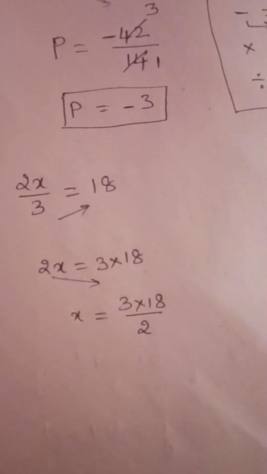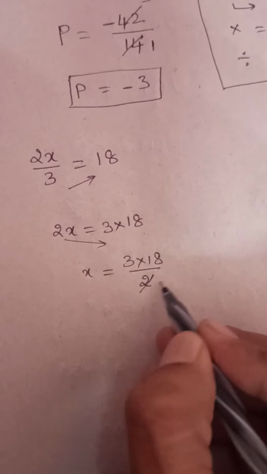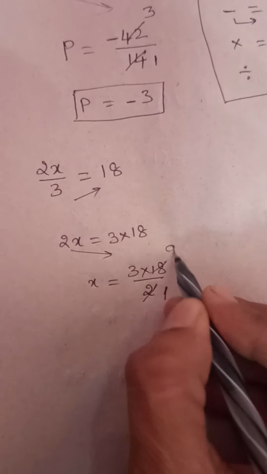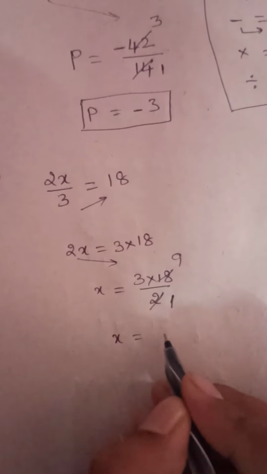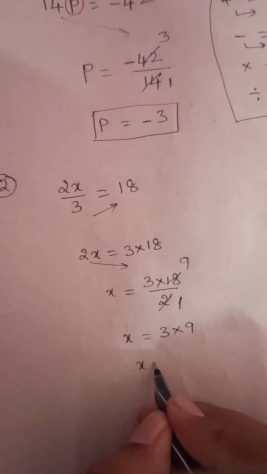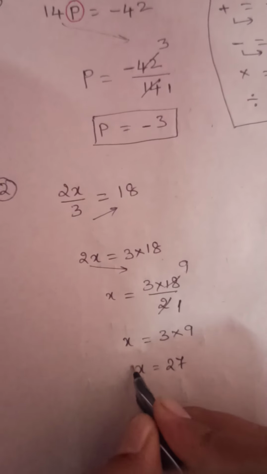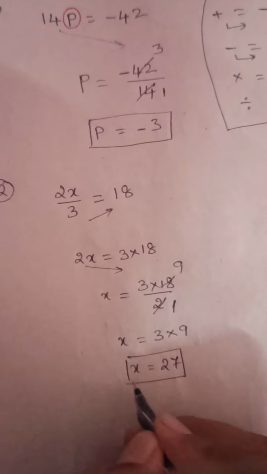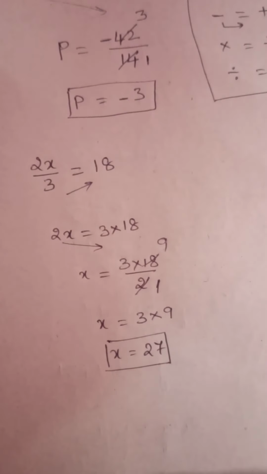Can we cancel in the 2 table? Yes, we know that. 2 ones are 2, 2 nines are 18. So what is remaining till now? 3 into 9, that is x is equals 27. Therefore the variable x value is what here? 27. Okay, one more.